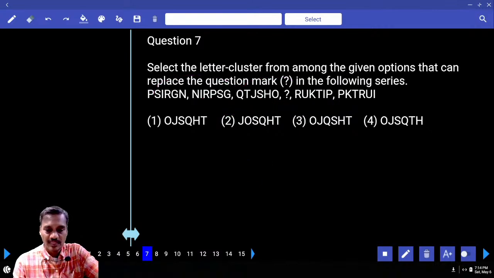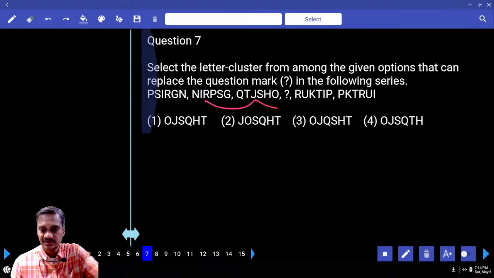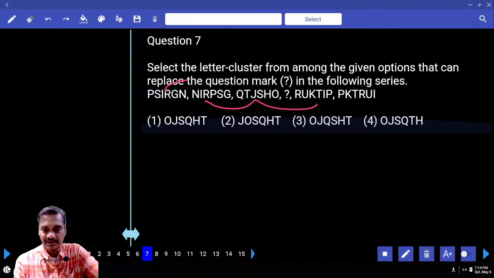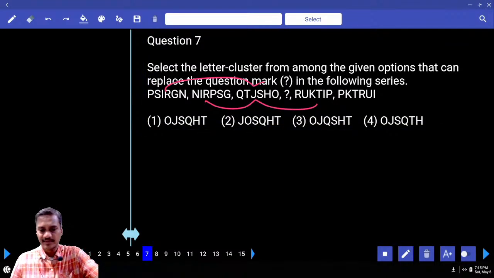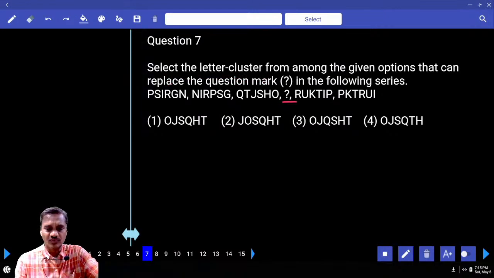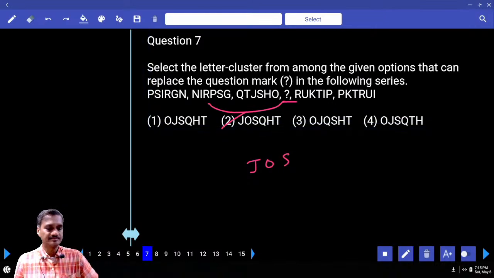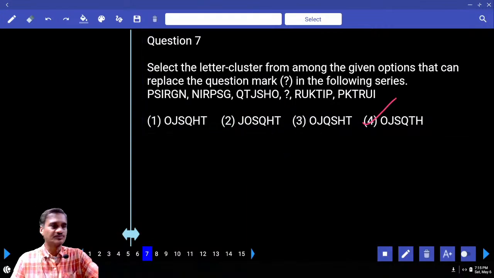The next one, R, S, T. Here I, J, K. Fourth element, so R. R, the next one also has to come. Yes. And so we need to have JOS. Now JOS, choice 2. JOS or OJS? OJS. OJS, choice 4.